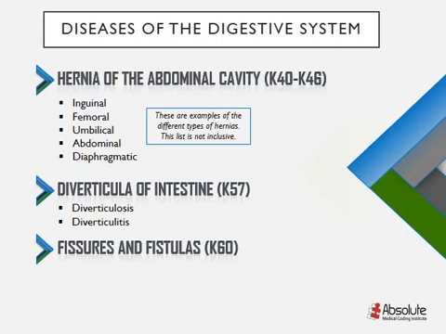Diverticula of the intestine. This is when you have a pouch or sac opening from the bowel. So diverticulosis, if we think of our medical terms, osis means abnormal condition or disease. Diverticula is the plural of diverticulum. So diverticulosis is the presence of a number of diverticula, more than one pouch or sac of the intestine. Diverticulitis, itis is inflammation of the diverticulum, and that can become inflamed.